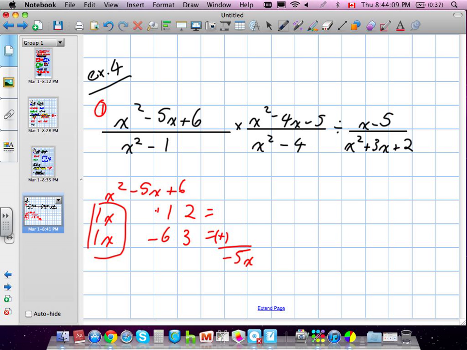So 2, 3. This is 2x, 3x. And if they're both negative, we multiply two negatives and we get a positive answer. So we know that'll work. So we throw those in brackets: x minus 2, x minus 3. There's our first one. Second one, what is that? Difference of squares. Okay. x plus 1, x plus 2, or minus 2? Minus 1. Yes, there you go.